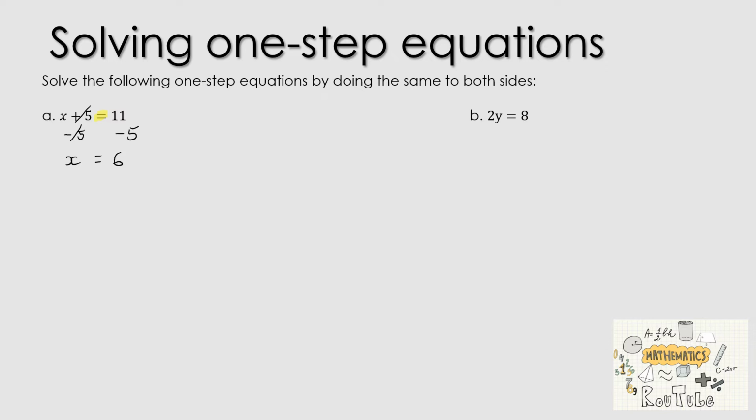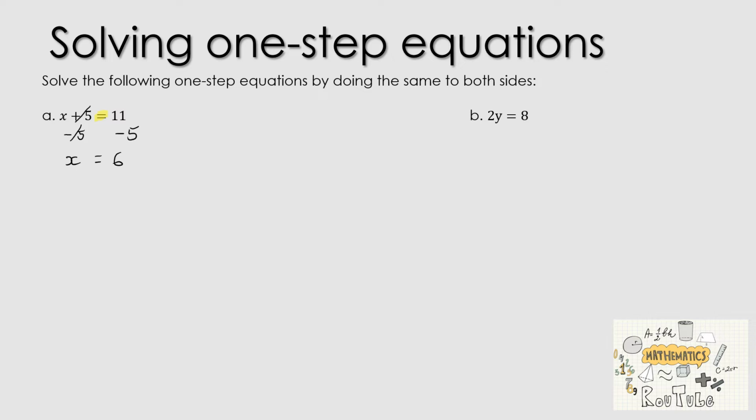Okay, so like I said before, you might have been able to work out mathematically what plus 5 equals 11, but this is the really important method in using the inverse operations and doing the same thing to both sides. That's the most important. Let's move on to question B.